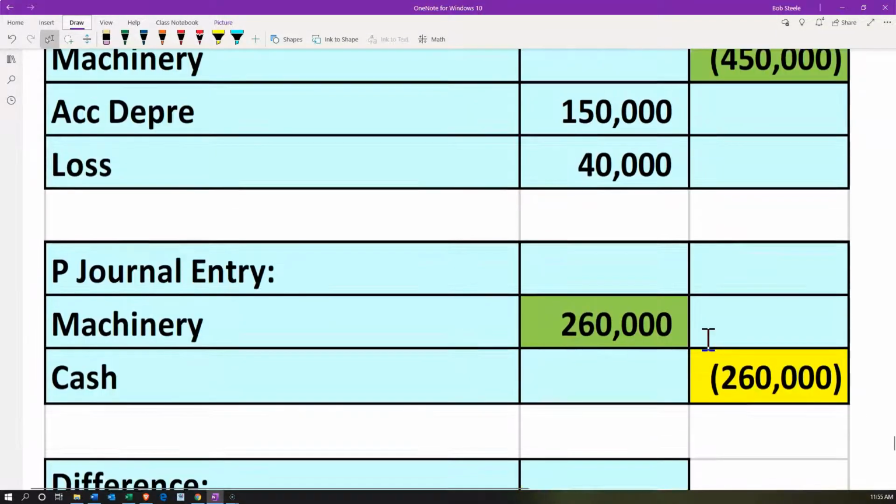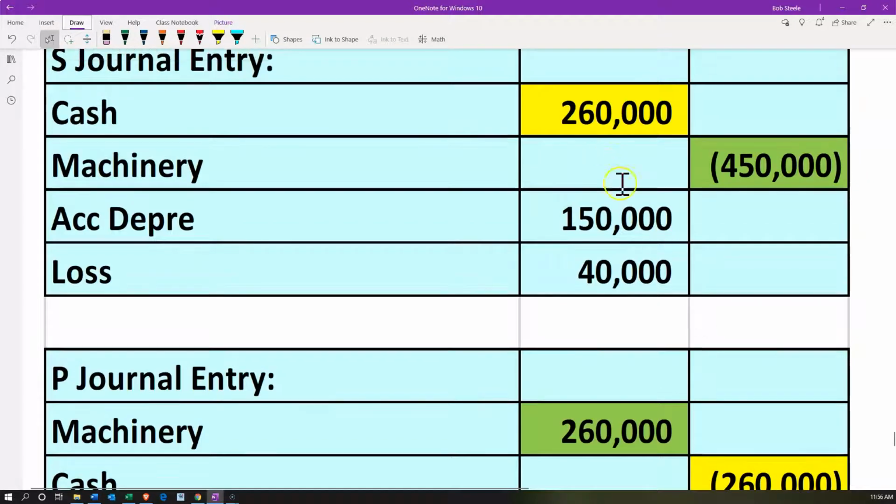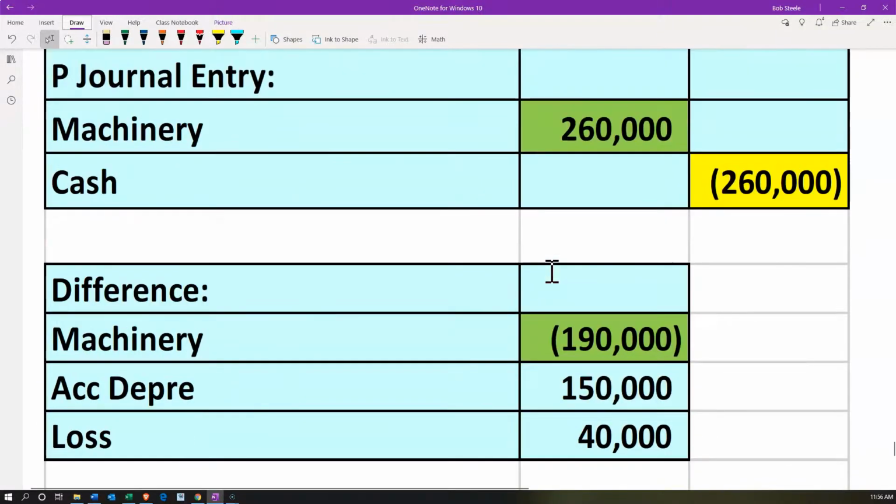If we look at these two transactions to reverse them, cash nets out, so there's nothing we would really need to do there. The machinery then nets out, but we still have that difference that we're going to have to put back on the books. The accumulated depreciation, we're going to have to put back on the books. And then the loss, we're going to have to remove, because it happened in the current year and there was no actual loss that took place.